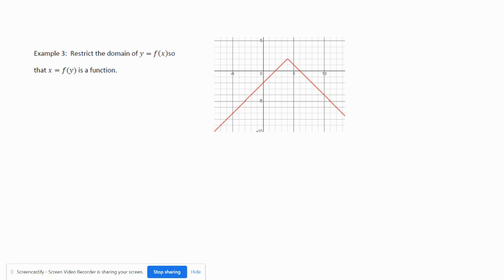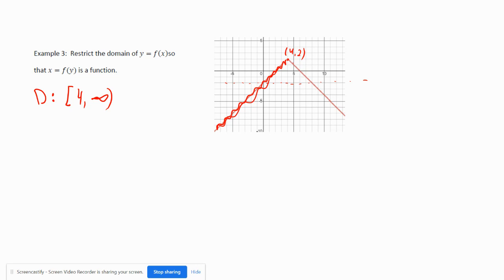For example 3, restrict the domain of y equals f of x so that x equals f of y is a function. So right, as you can see over here, this function is failing my horizontal line test, okay? Now if I look at this point over here, which is 4, 2, I'm going to say, let's make the domain from 4 to infinity. So if I do this, that means I'm not graphing this part over here all of a sudden, okay? Because I'm eliminating this part here.